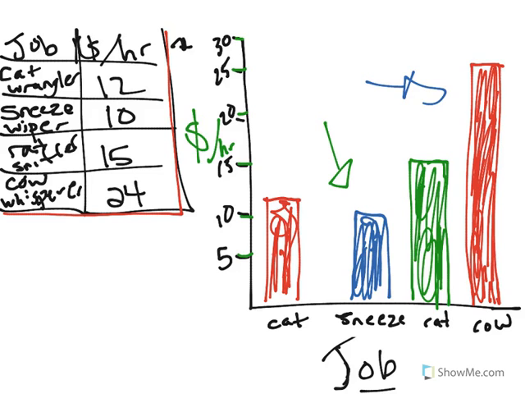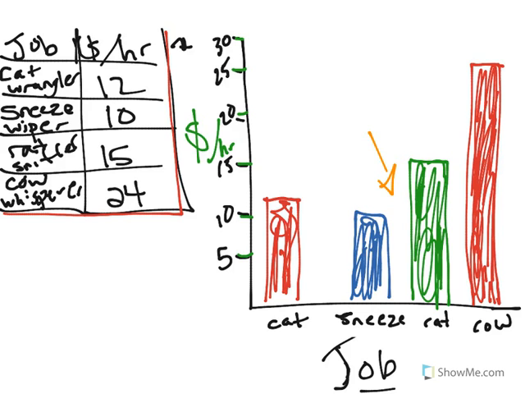And what you can do, if you're very particular, is use that to create sentences about it. For example, you could say the rat sniffer makes more than the sneeze wiper. You can just base that off of here. So that's all you have to do. So write this down in your notes.